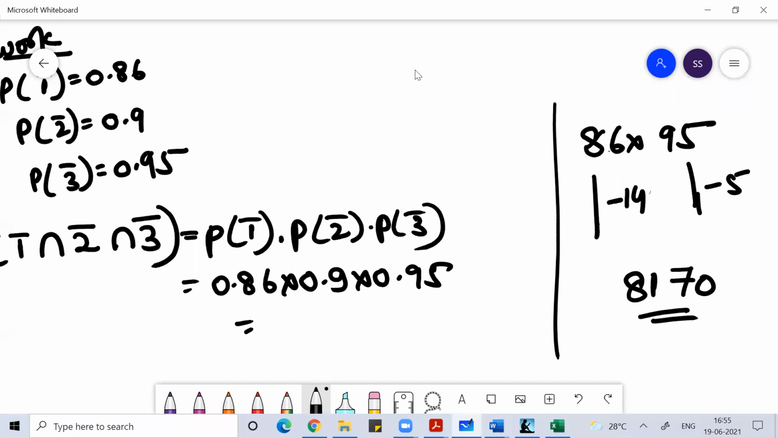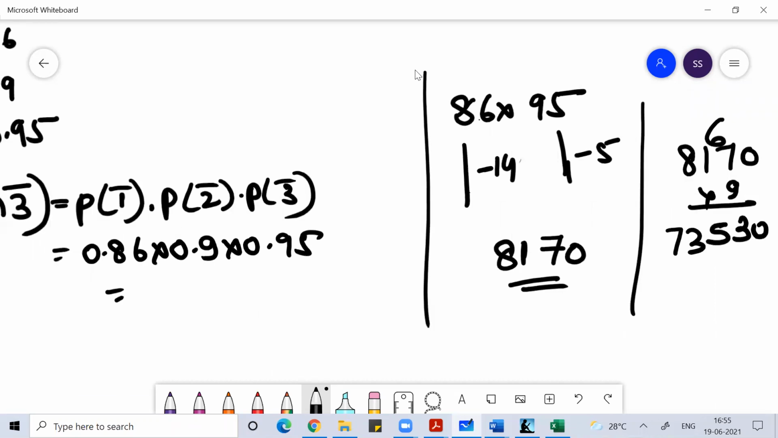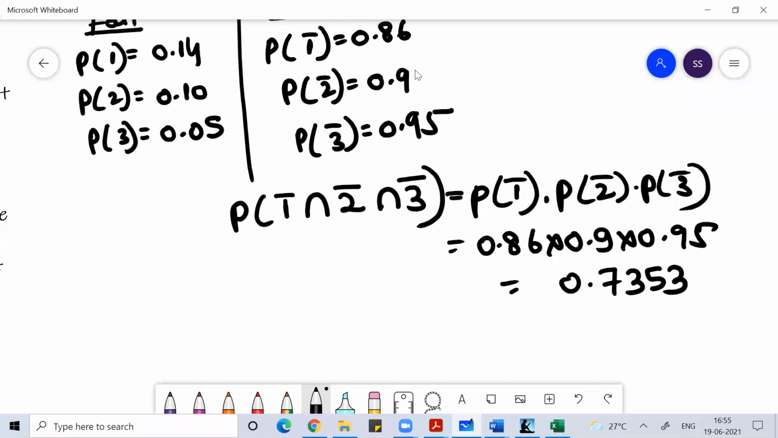Now once you get this, I'll multiply this with 9. So 9 times 1 is 9. 9 times 8 is 72, 72 plus 1 carry, 73. How many decimal places, guys? Here I have taken 2, 4, 5 decimal places. So 0.7353. So that is the probability that the machine will work.